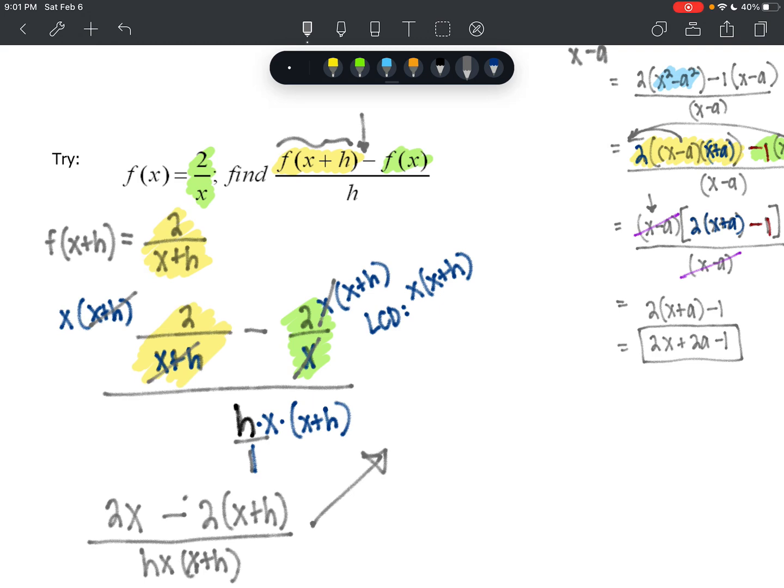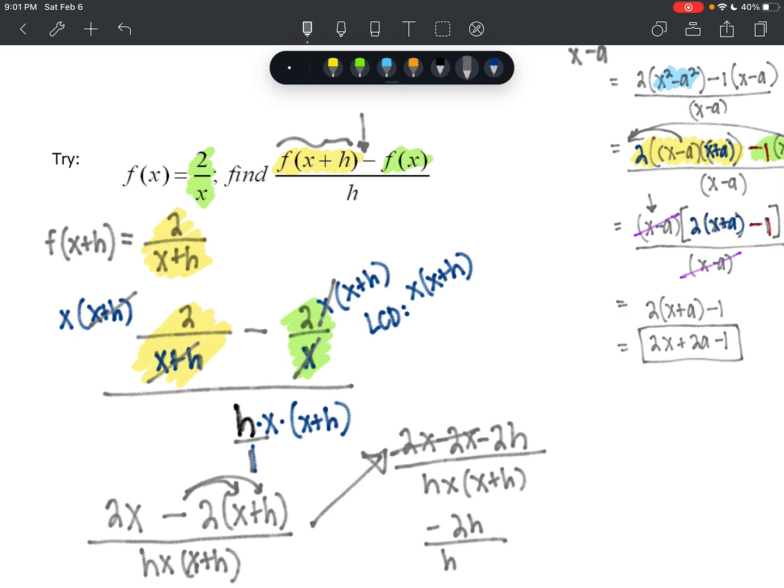Okay, so I'm going to move this up here. I'm going to distribute the negative 2. I've got 2x minus 2x minus 2h, all over x plus h. 2x minus 2x cancels out. Negative 2 times h over x plus h. These h's cancel. And my final answer, negative 2 over x plus h.